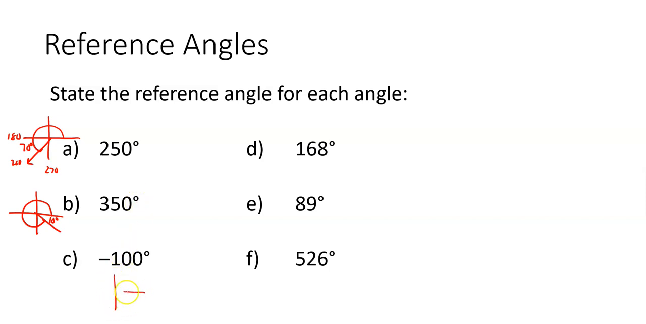So I start here and I work backwards. There's 90. 90 plus another 10 is 100. So what's left between that and the horizontal? 80 degrees, right? Because this is negative 180. It's also positive 180. So if I go backwards 100, I've got 80 left. How about 526? 526 is all the way around the unit circle once. So take 526 and subtract 360.